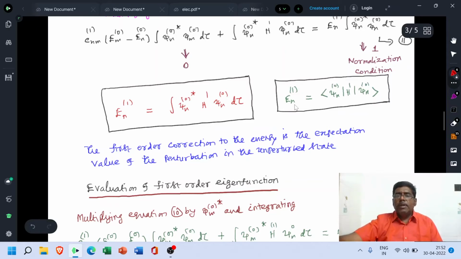Say En1, the first order energy correction, is the expectation value of the perturbation. H1 is our perturbed Hamiltonian. Expectation value of the perturbation in the unperturbed state, meaning the state vectors, which are the eigenfunctions, are in the unperturbed state. Psi n0 star, this is psi n0. These are all in the unperturbed state. The eigenfunctions are in the unperturbed state, but the total energy is in the perturbed state.